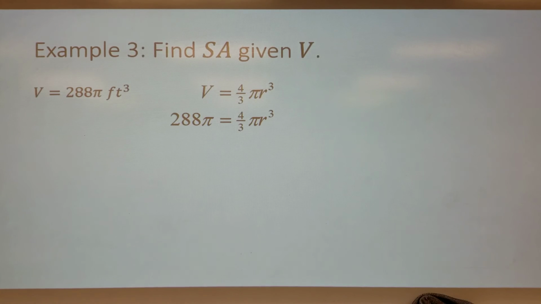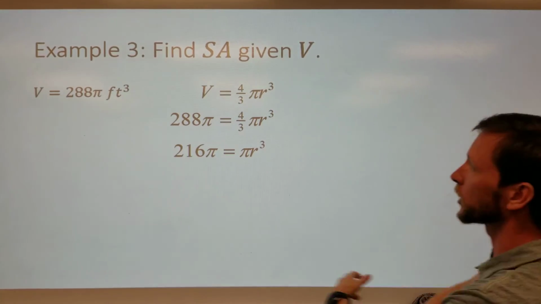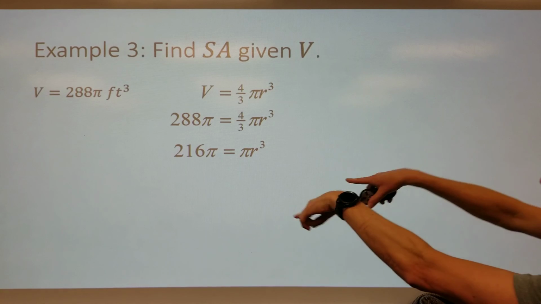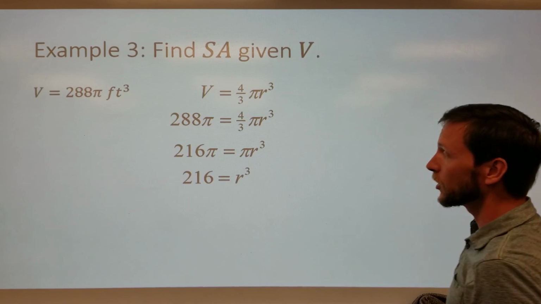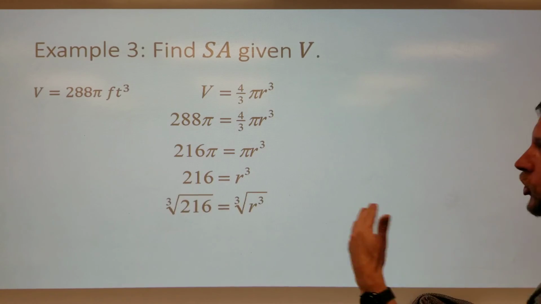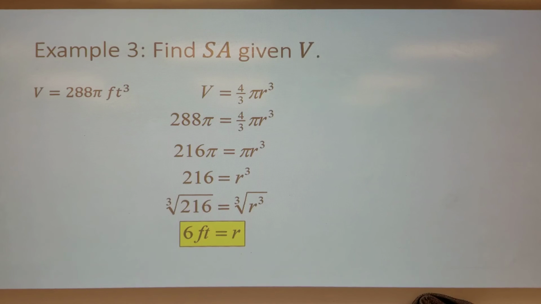So watch what happens. 288 pi equals 4/3 pi r cubed. Divide both sides by 4/3 or multiply both sides by 3/4. We're getting a number that is smaller than 288 pi. We can then divide by the pi's on both sides, and we're left with 216 as the radius cubed. Using our calculator to take the cube root of 216, we'll find out that the radius is 6. All right, and the units here are feet. So we have the radius.